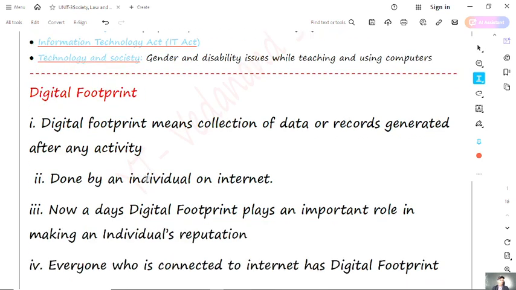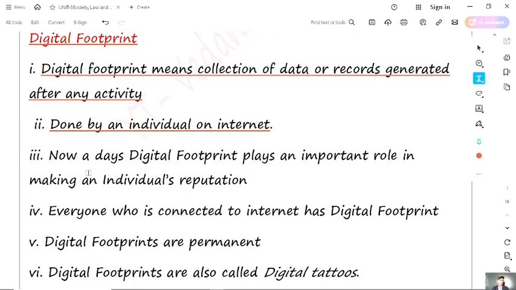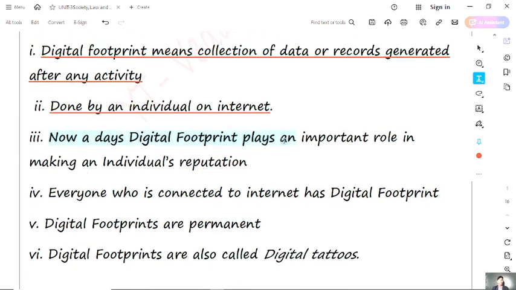First is digital footprints. What are digital footprints? Digital footprints mean a collection of data or records that is generally generated after any activity done by an individual on the internet. Nowadays digital footprints play an important role in making an individual's reputation, meaning digital footprints help build a good representation or reputation for the individual.